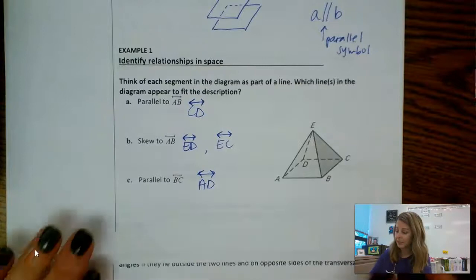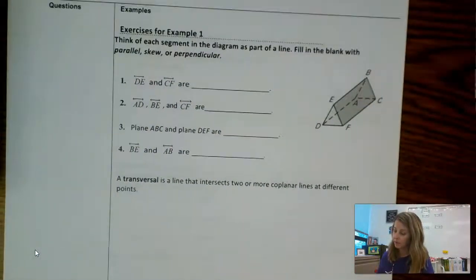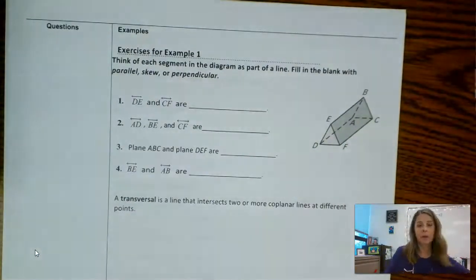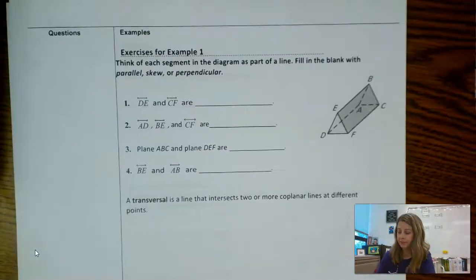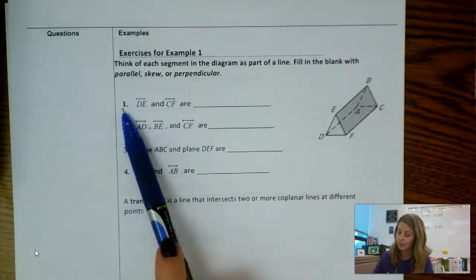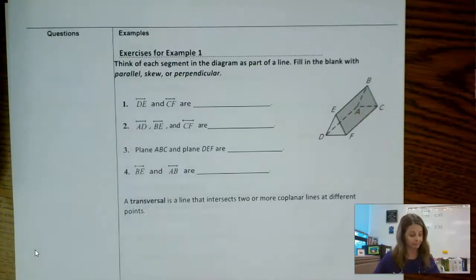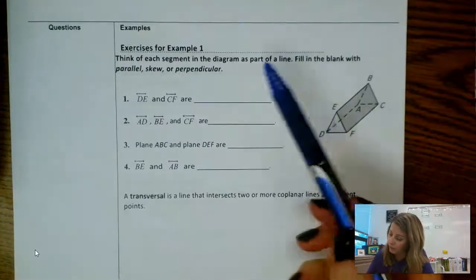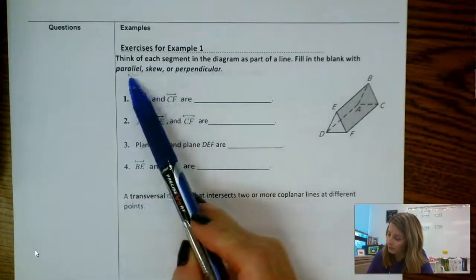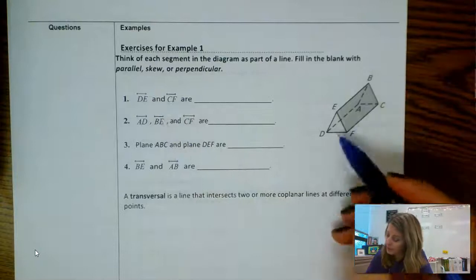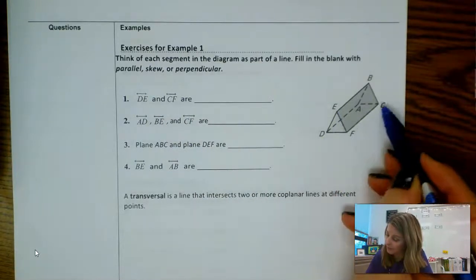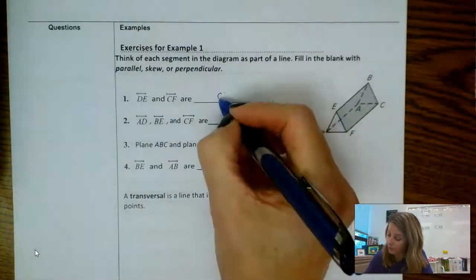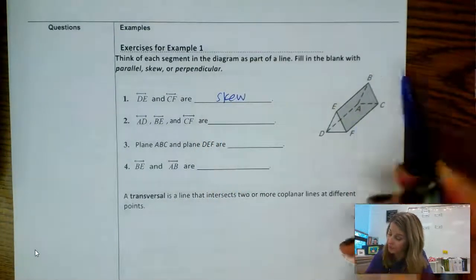Okay, well let's keep going to the next page. All right, I think what I'd like you to do is pause the video right here, and go ahead and answer 1, 2, 3, and 4. Okay, number 1, or actually on all these, fill in the blank: parallel, skew, perpendicular. DE and CF, okay, those are going to be skew. They are not going to intersect, and they are on different planes.